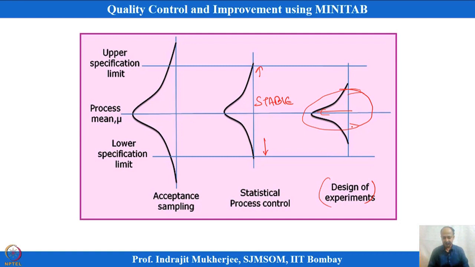So, for that, what is required? Reducing variability further requires design of experiment. Statistical design of experiment helps us bring the mean to the target value and also reduce the variability close to 0. So, we want minimum variability here.